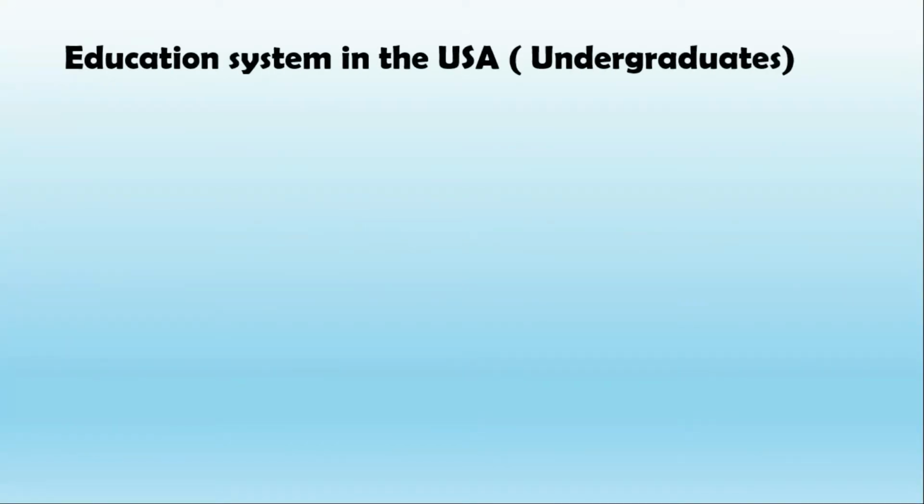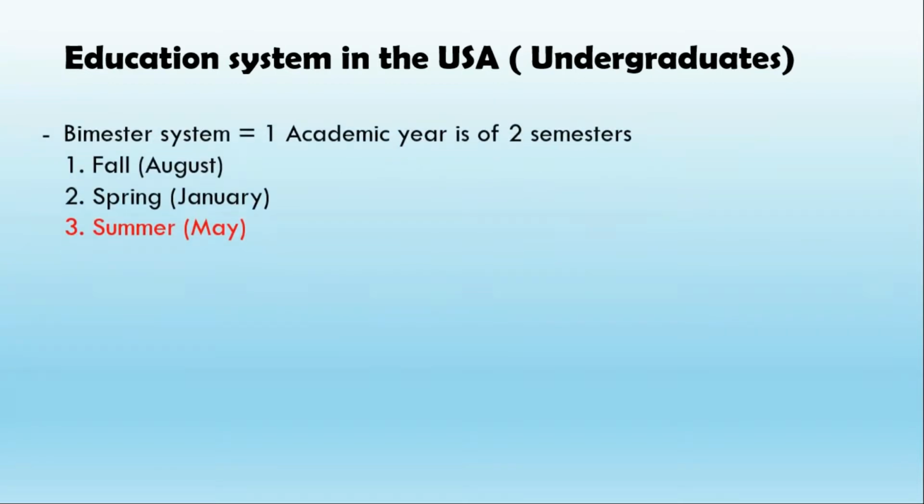So before I start, let me tell you something about the education system in the USA. So in USA there is a bimester system, which means one academic year is of 2 semesters. Actually, they have 3 semesters, but I'm talking from the perspective of an international student. From the perspective of an international student, they usually don't take the summer semesters. They either work or they go for vacation or they visit their home at that time. So that's why I mentioned the bimester system.